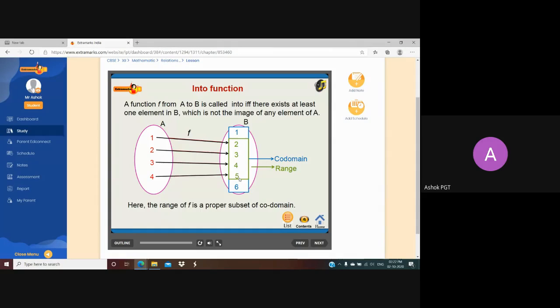When codomain is not equal to range, it is called an into function. In simple words, not all the elements in set B have a pre-image. Here, if you observe, in set B the numbers 1 and 6 do not have a pre-image in set A. Hence, it is called an into function.